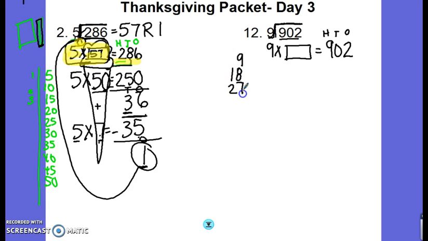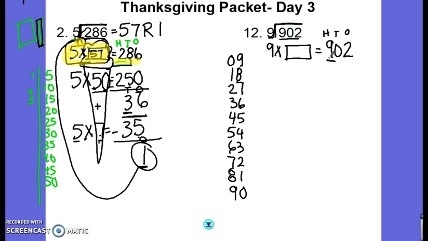9, 18, 27. I'm going to stop right there for a second. Remember the trick, if you don't know your 9 facts, on the left side in the tens place, you count up. So 0, 1, 2, 3, 4, 5, 6, 7, 8, 9. And in the ones place, you count down. 9, 8, 7, 6, 5, 4, 3, 2, 1, 0. Okay, so now I'm coming back over here. I'm looking at my largest place value.